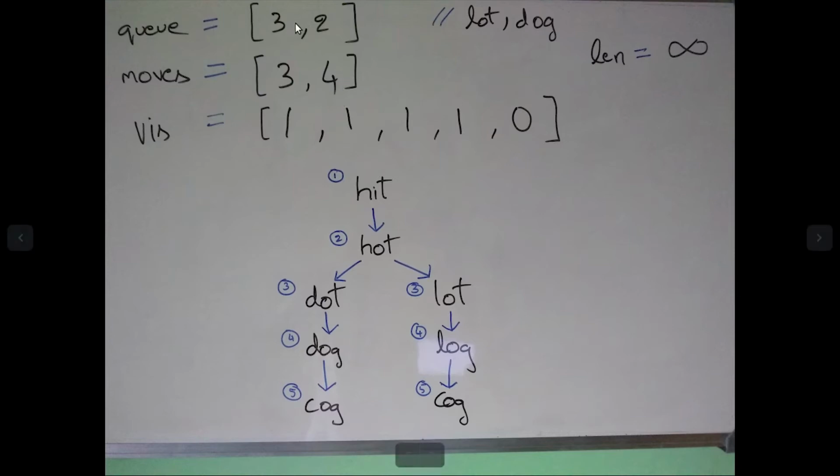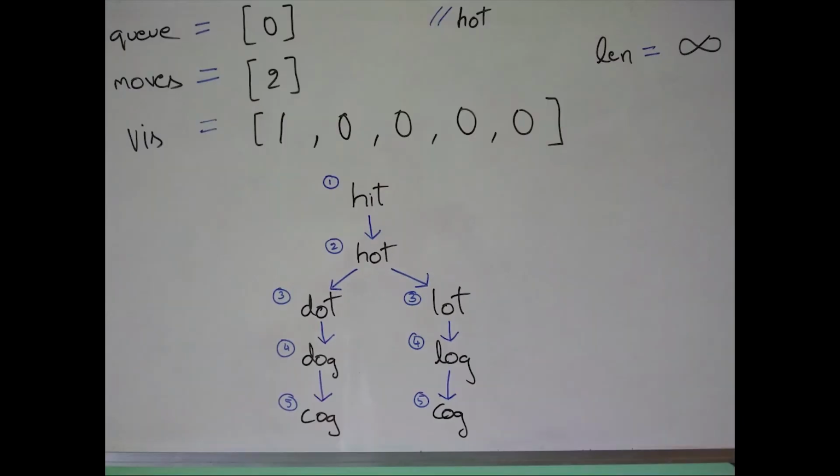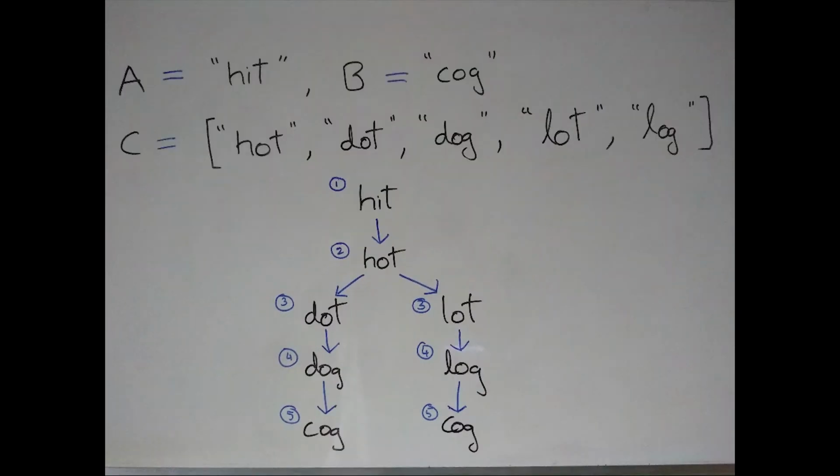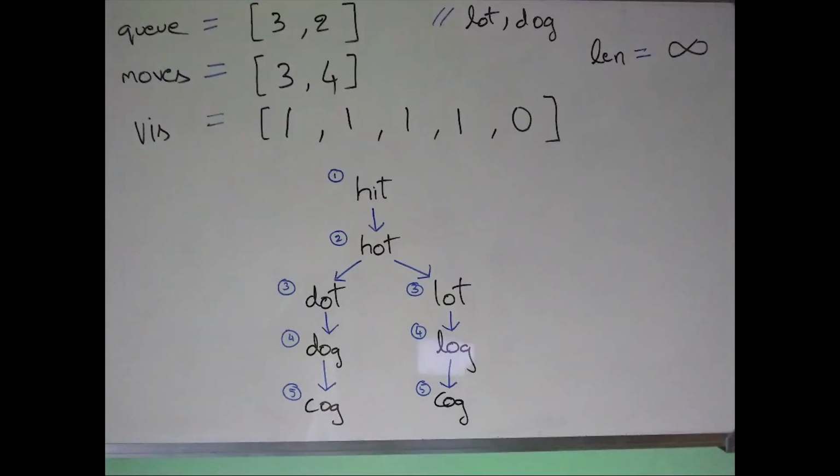So basically the 2 here is for the dot, the value of 2 represents dot and 4 represents dog. Actually, you can see it, not dot, dog. You can see that the value of 2 has been inserted here because dog is at the second positional value, and 4 represents the length of the string from hit to dog.